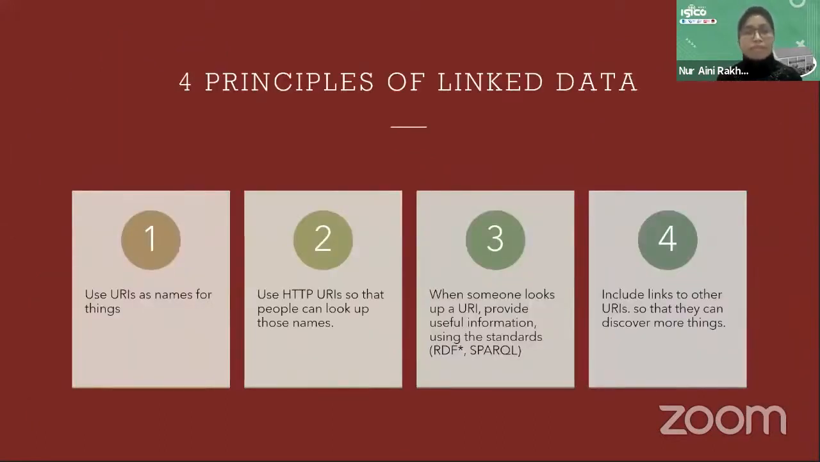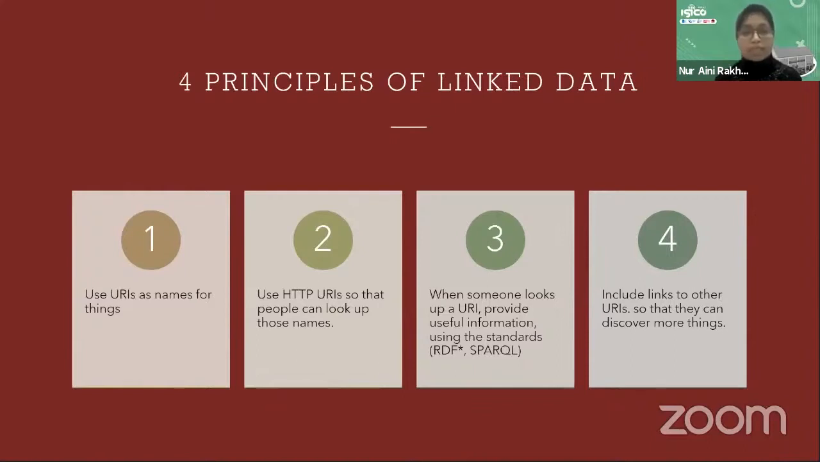This is the four principles of linked data. The first is to use URIs. We want to use URIs as the names of things. Then we use HTTP URIs so that people can look up those names. For example, if you want to look up ICICO, using HTTP people can get the information. Or like social media, the username is in HTTP. It's kind of like your identity.